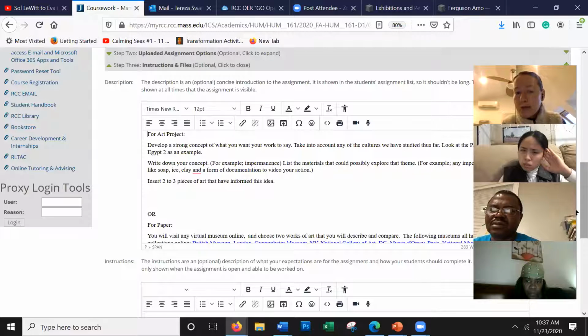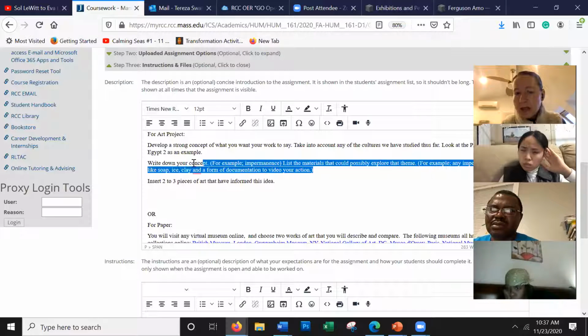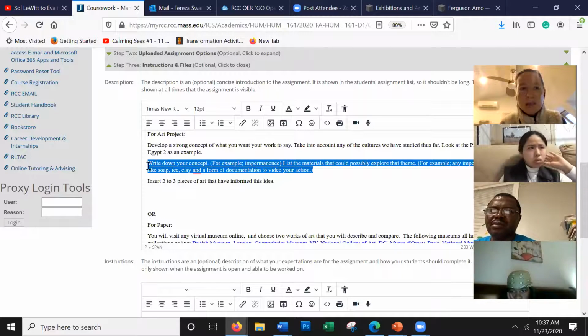But for the final, you don't have to go just from the materials that you see here. It doesn't have to be one of these materials. It can be any material that you have lying around the house, okay? It can be made out of cardboard. It depends on what your theme is and what you want to create.